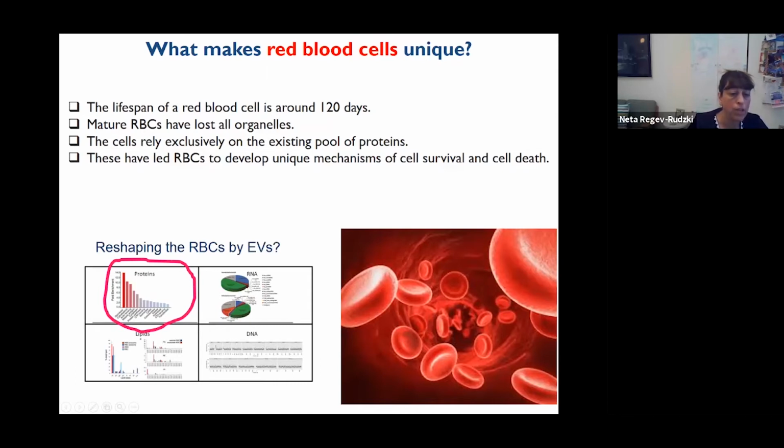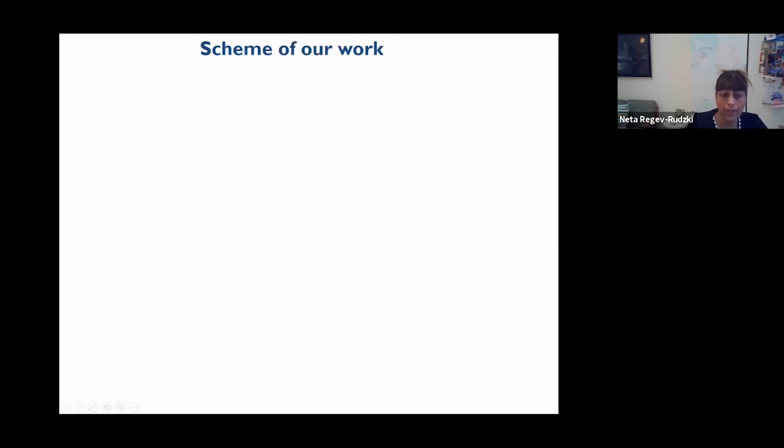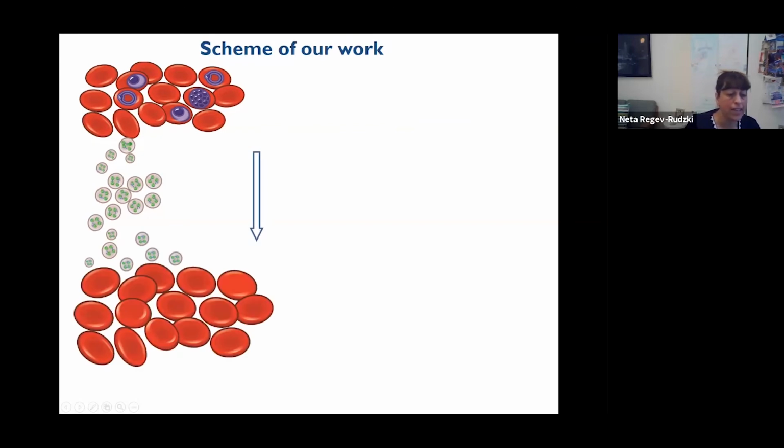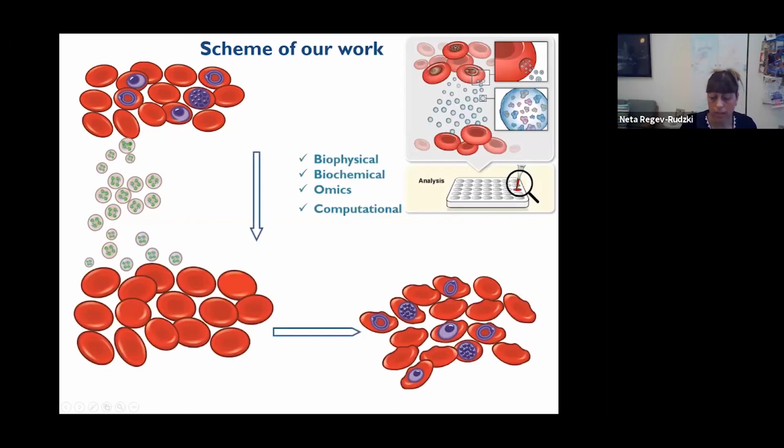Since the parasite invades the red blood cells every 48 hours, our mode of work was that we harvested vesicles from the infected red blood cells, introduced them to naive, healthy red blood cells, and then examined different molecular traits of these treated cells. In this study, we combined biophysical, biochemical, omics, and computational methods.